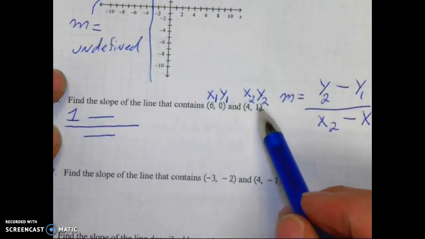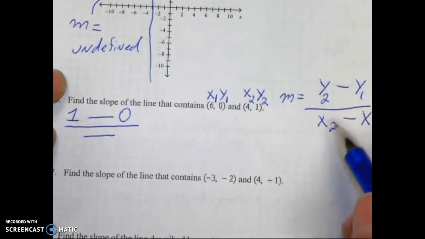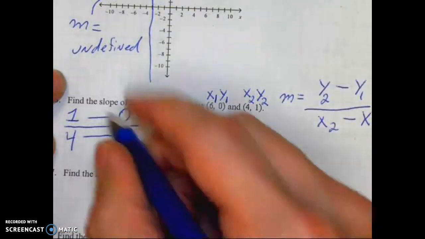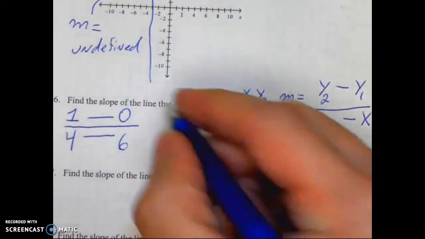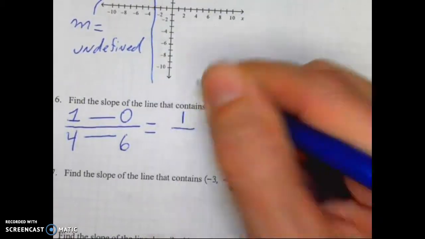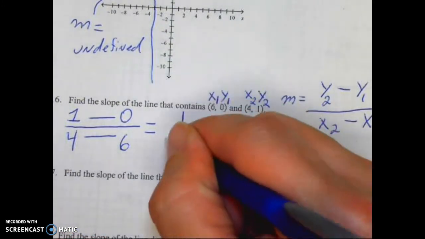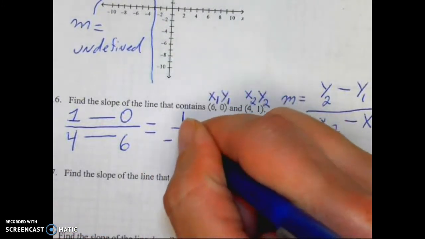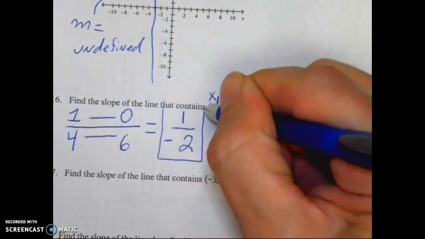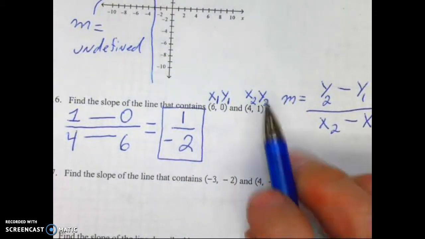y1 is 0. Then I have my x2, which is 4, and my x1, which is 6. Now, if you type this into the calculator and you go 1 minus 0, you will get 1. If you go 4 minus 6, so type it in just like this, you'll get a negative 2. Okay? So that is our slope. Our slope is negative 1/2. Okay? Pretty easy if you remember to label.